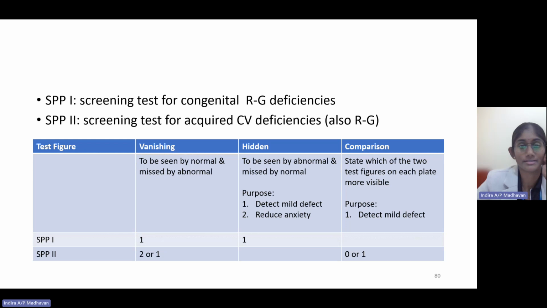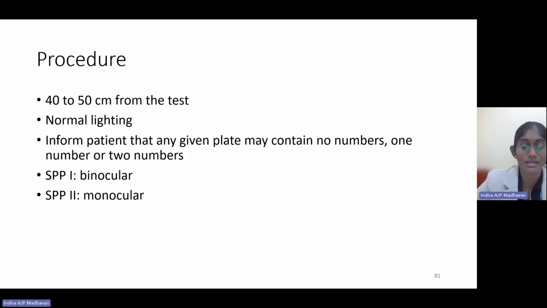Next one is the comparison. State which of the two test figures on each plate is more visible. So there are two test figures, and the patient has to tell you which one is more visible. The purpose of this comparison is to detect mild defects. Sometimes they have it, sometimes they only have one of it. So this is SPP1 and SPP2. Now we move on to the procedure.